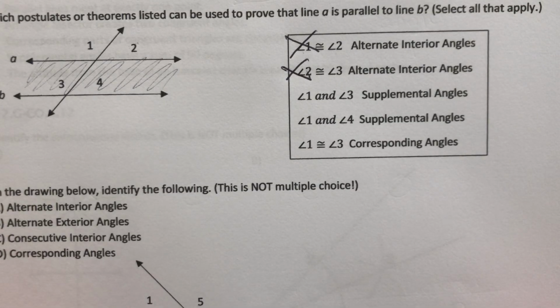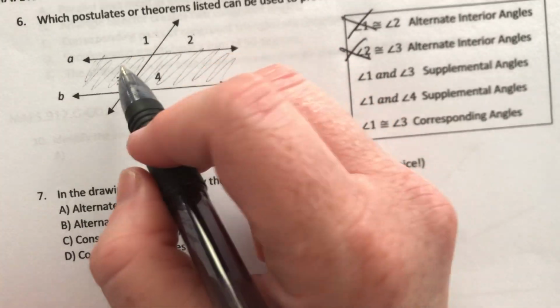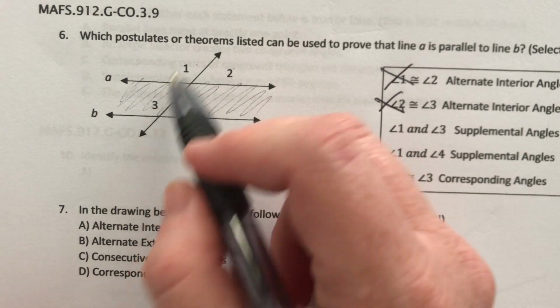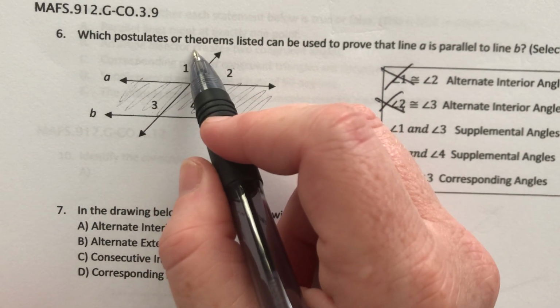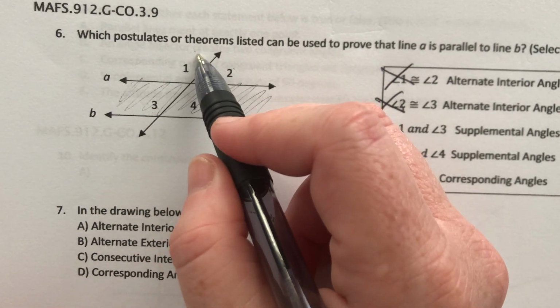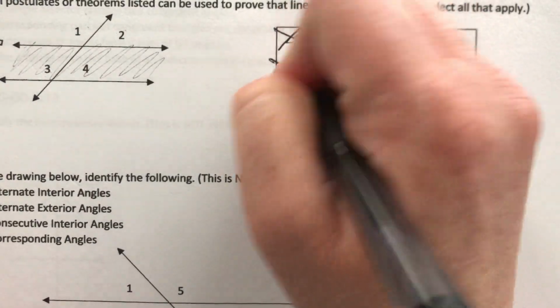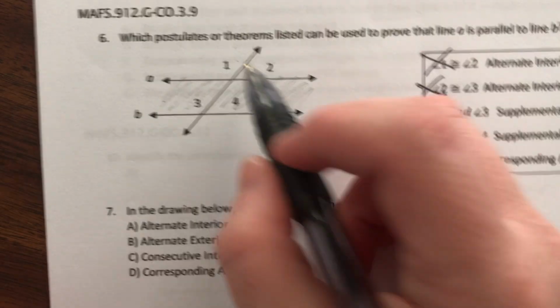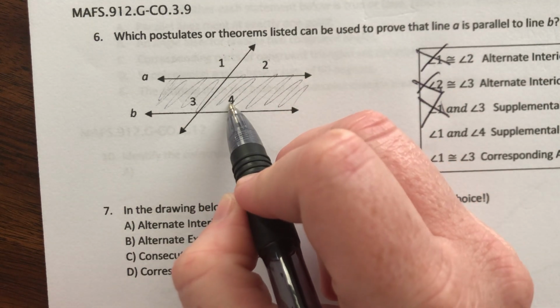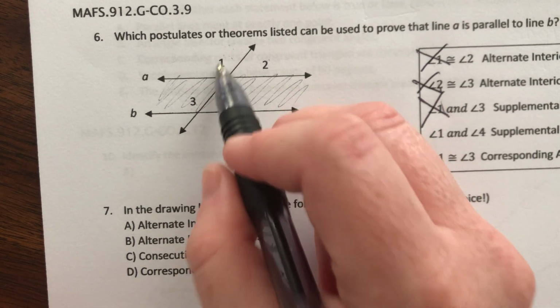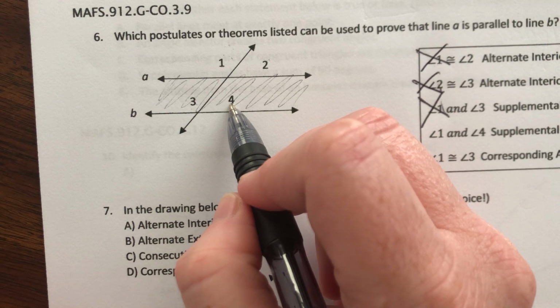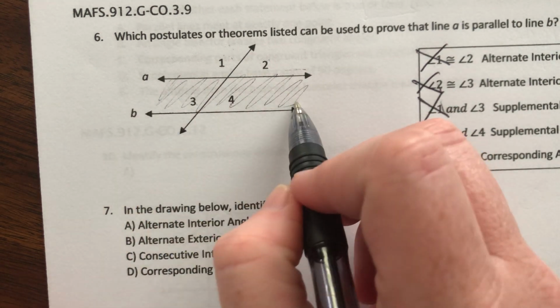1 and 3 are supplementary. Do 1 and 3 look like together they add up to 180? No. They're corresponding angles, which means they're the same size. So that is not true. 1 and 4 are supplementary angles. Well, that is true, right? 1 and 4 are supplementary. Does that tell me that these lines are parallel?